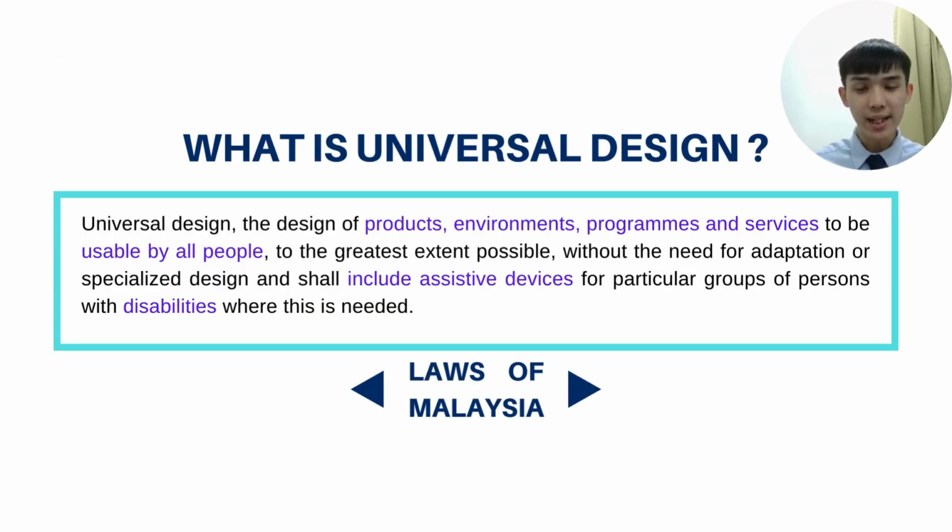Universal design is the design of products, environments, programs, and services to be usable by all people to the greatest extent possible without the need for adaptation or specialized design. It should include accessible devices for particular groups of persons with disabilities where this is needed.